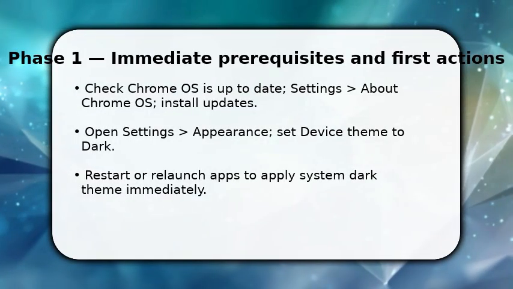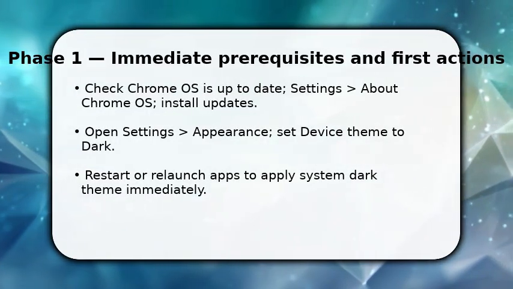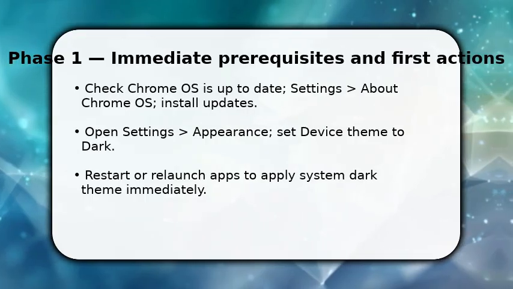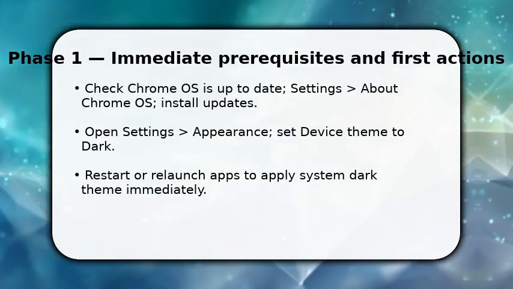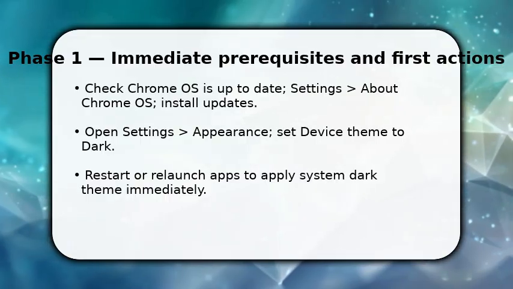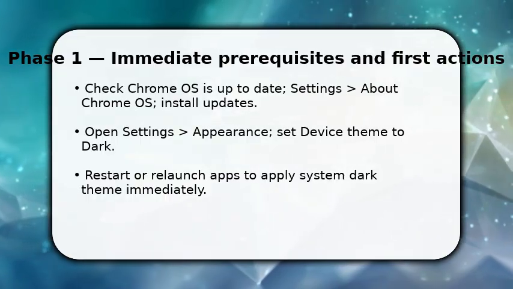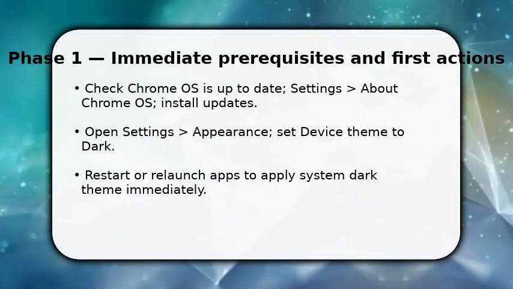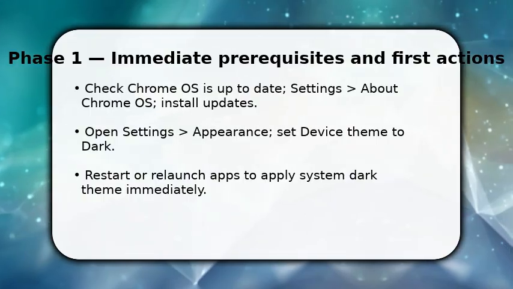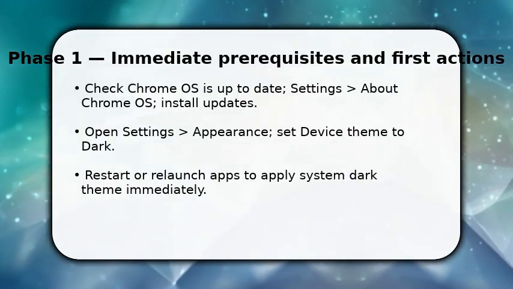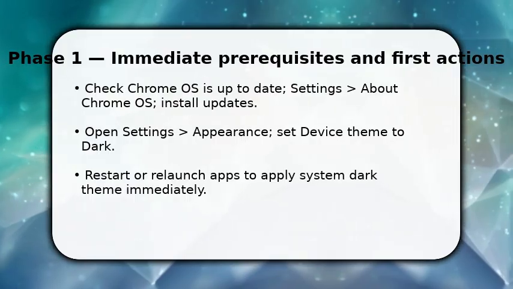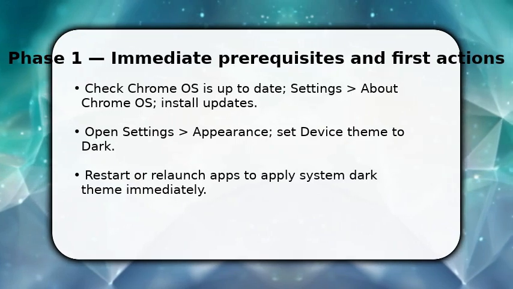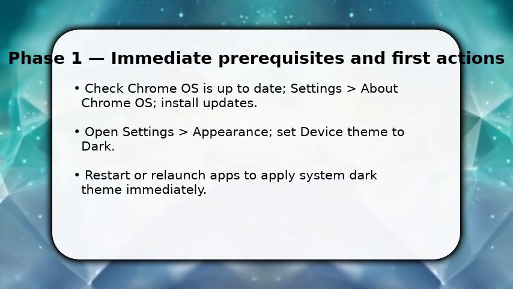You'll begin by making sure the foundation is solid. Update Chrome OS via Settings About, then open Settings Appearance and choose Dark as the device theme. Once done, sign out or restart apps so they pick up the new theme. Some web pages and Android apps need a relaunch. If you use multiple profiles, repeat these steps per profile. This first action changes Chrome UI, shelf, and system dialogues, so you can see immediate results while we move on to web and app darkening next.